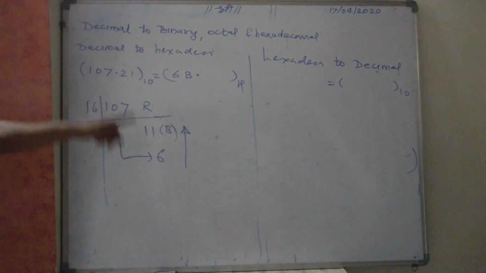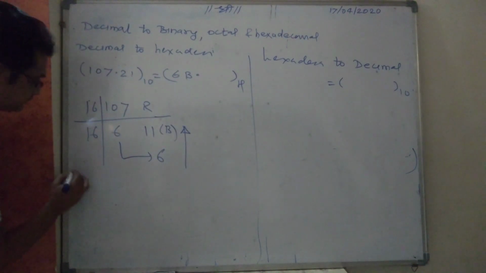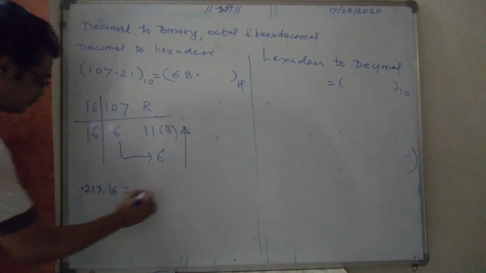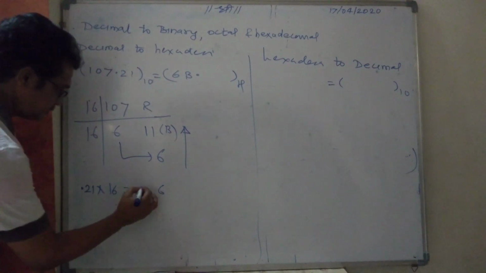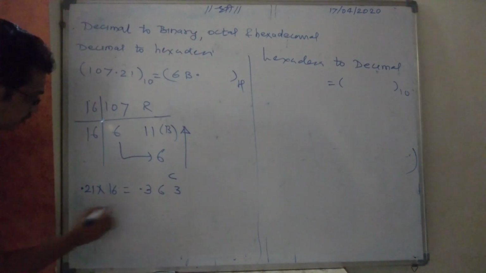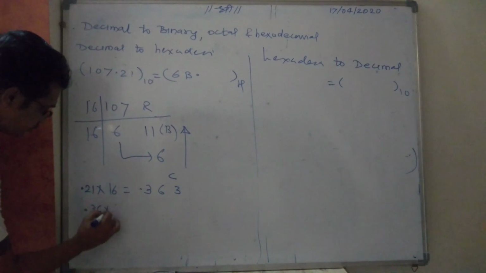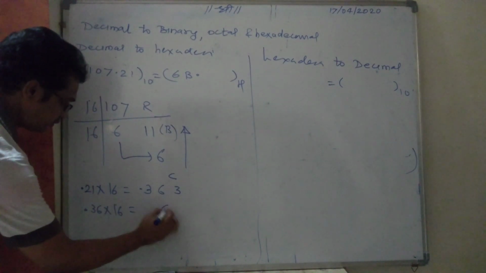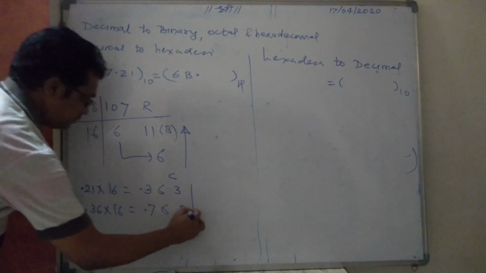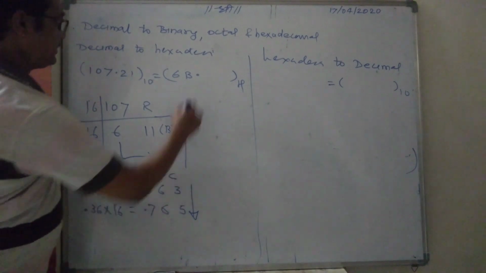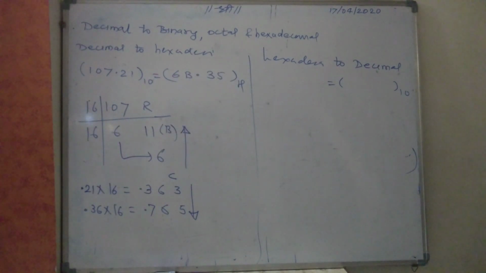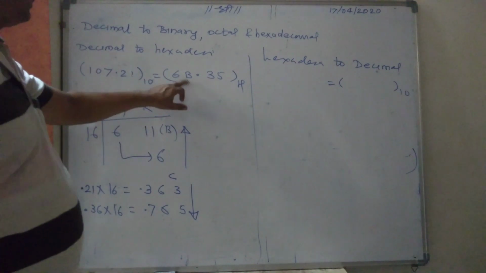Point. Now 0.21 into 16. Carry 3. Then 0.36 into 16, 5.76. Write in the downward direction: 0.35. Right? So this is the conversion into hexadecimal.